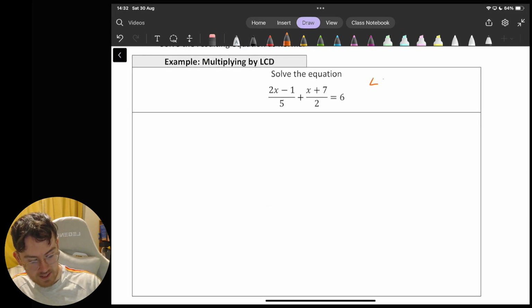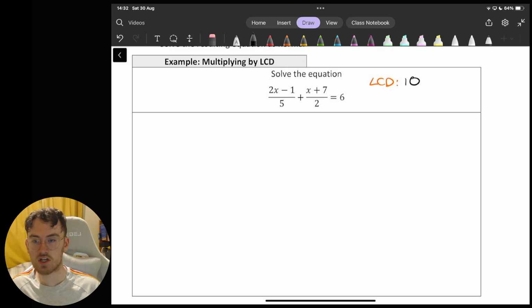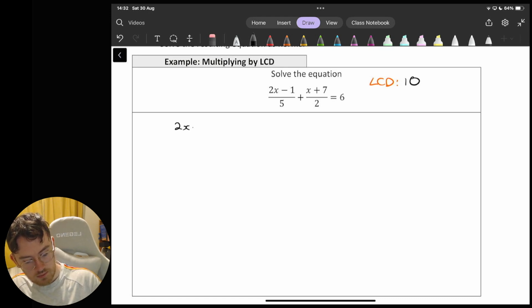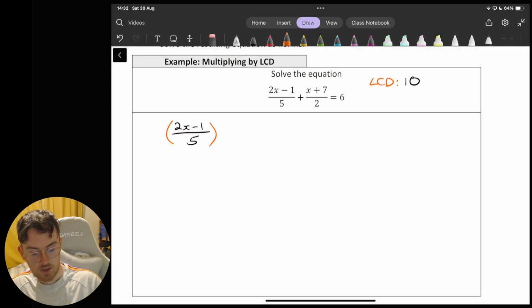So let's apply that here. First step still is to find the common denominator. In this case, for 5 and 2, the common denominator would be 10. What we're then going to do is multiply all of the expressions in this question by 10.